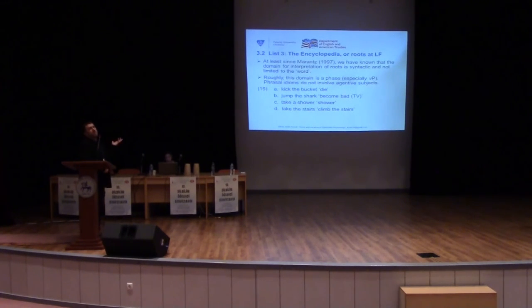Okay, so at least since Marantz '97, we've known that the domain for the interpretation of roots is syntactically defined. It's not limited to the word, but it is local, syntactically, roughly, little vP, so agentive little vP. So we get a lot of phrasal idioms that are a verb and its direct object. But we don't seem to find any idioms that involve an agentive subject. There are a few idioms that involve subjects of verbs of movement, like that ship has sailed, but of course these are plausibly unaccusative, so they look like the argument of the verb is actually merged low in the little vP, and there is no agentive little vP there.